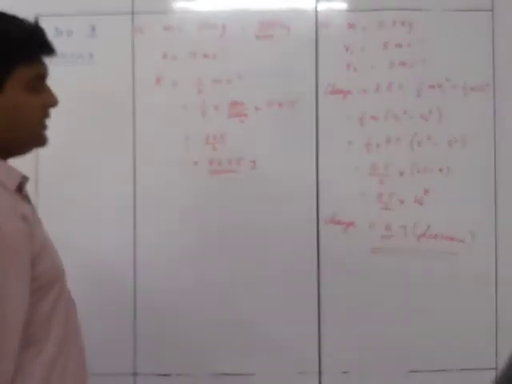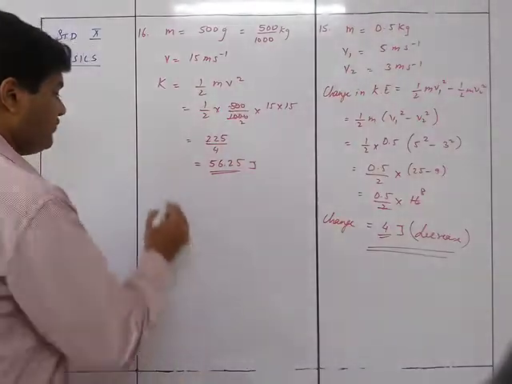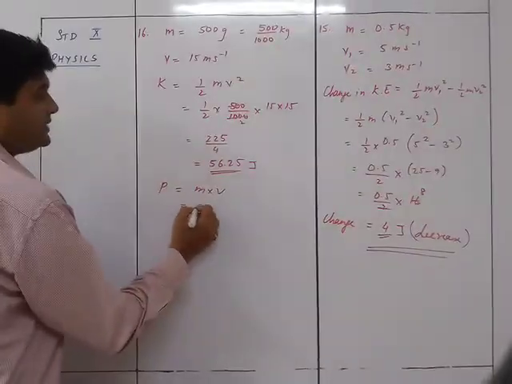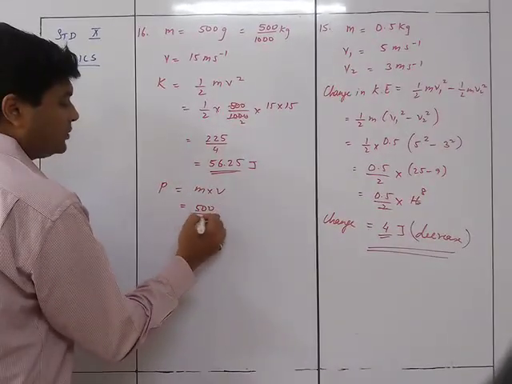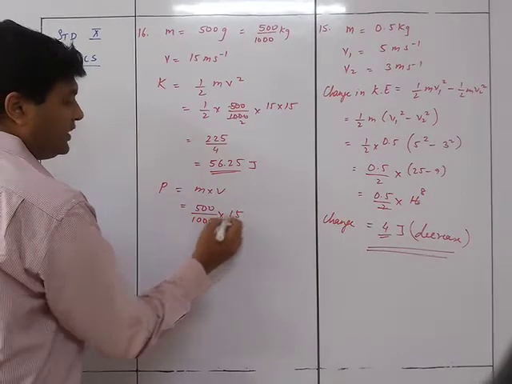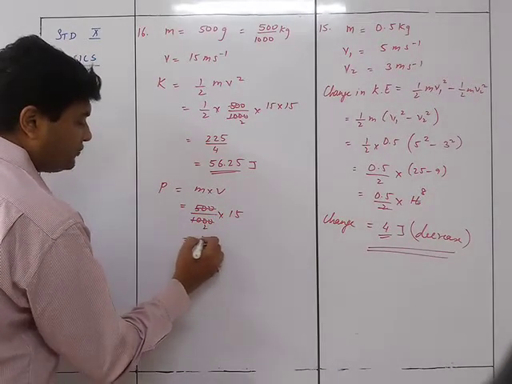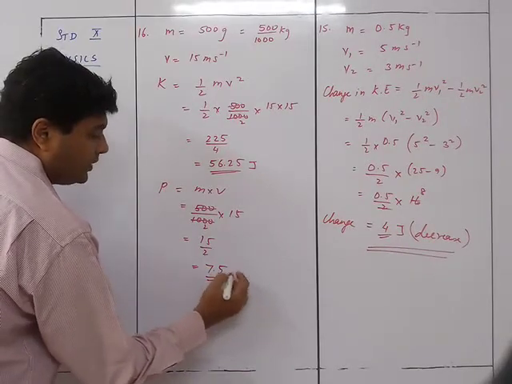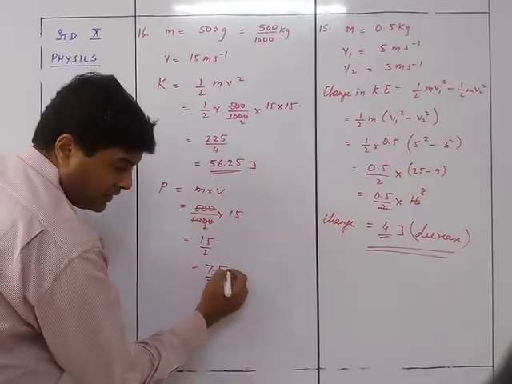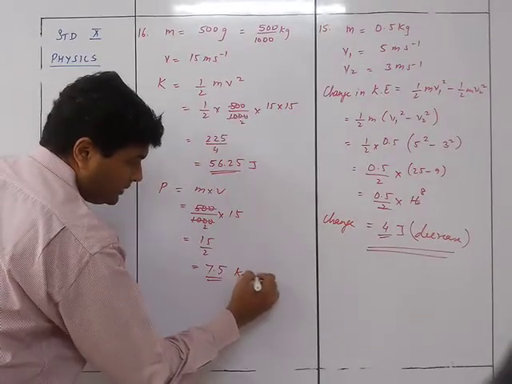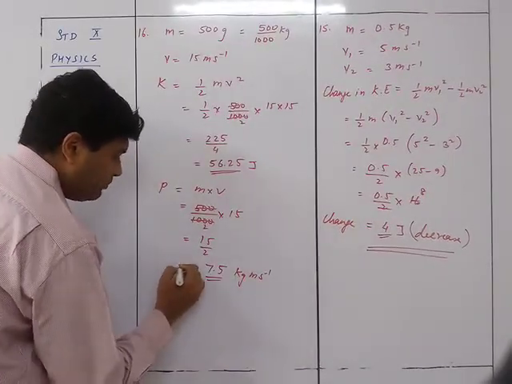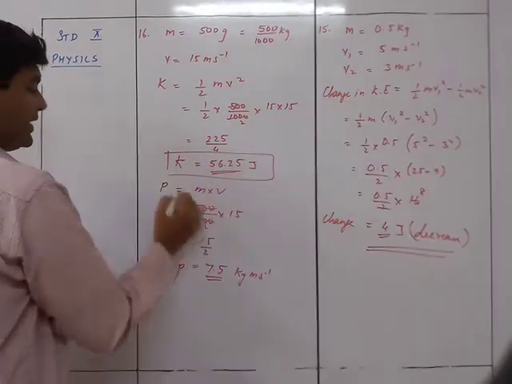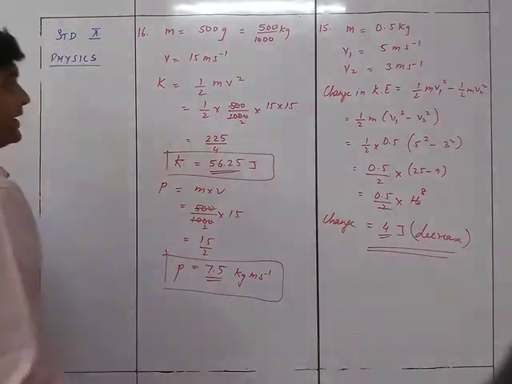The next question is momentum. I need to find out the momentum. What is momentum? Mass into velocity. So mass is 500 upon 1000 into velocity is 15. So this was 2. That is 15 upon 2, which is equal to 7.5. That is nothing but kg meter per second. That's the momentum. Okay, this was one answer. This was the second answer.